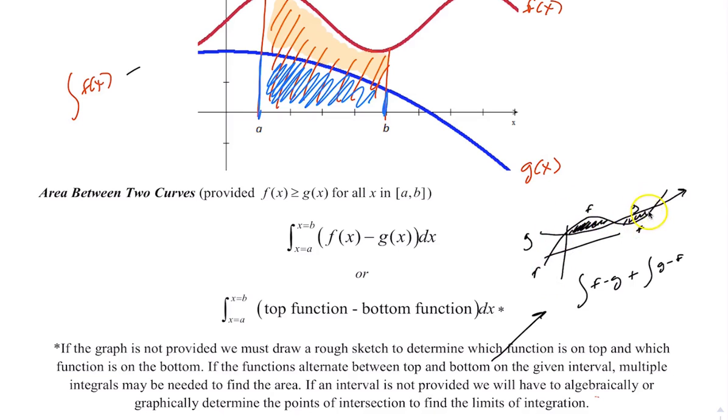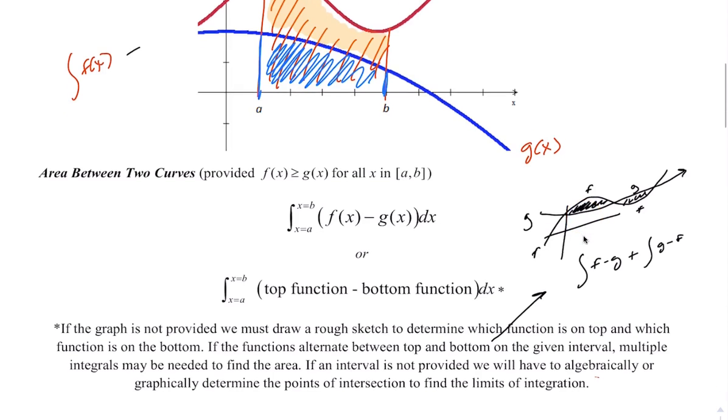So if you have one where it alternates what's on top and bottom, you have to set up two separate integrals. If an interval is not provided, we will have to determine the points of intersection algebraically or graphically to find the limits of integration. Here I gave you limits a and b, but if I don't give them to you, you have to find them using algebra. We'll do one of those in a bit.